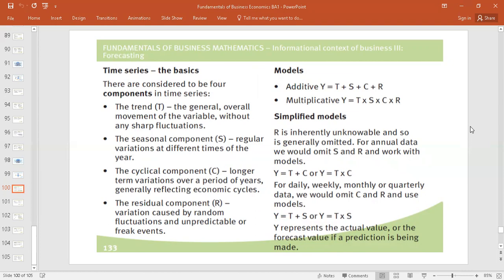Here it says that there are considered to be 4 components in time series. First one is the trend, the seasonal component, the cyclical component, and the residual component. So what is the trend? The trend talks about the general overall movement of the variable without any sharp fluctuations. If the data is studied over a period of time, how is the data moving ahead? What is the direction? Whether it is going upwards or coming downwards. So some pattern would be there, the general pattern, without taking any sharp fluctuations.